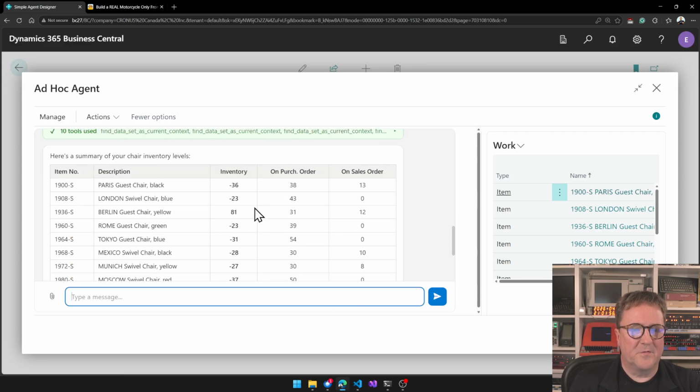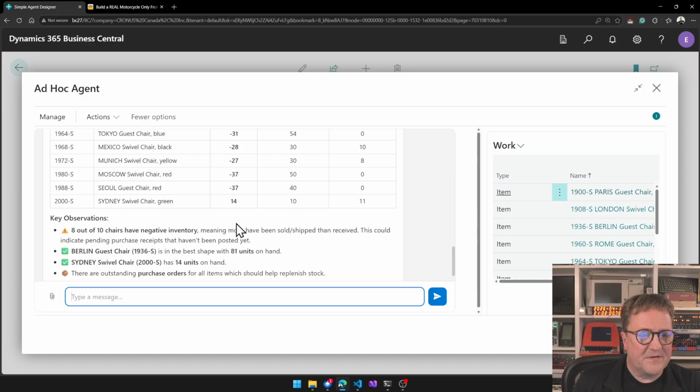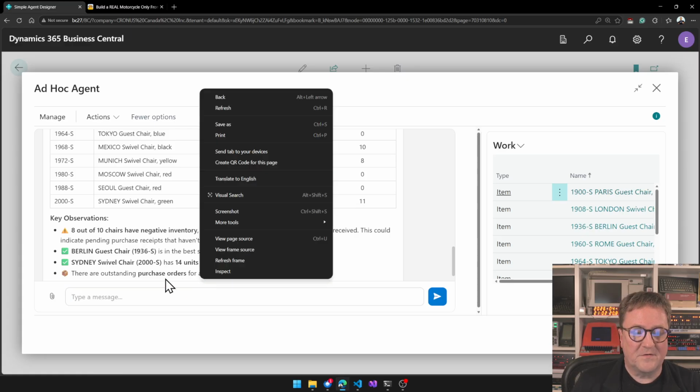Here's the summary of your chair inventory. Key observation: 8 out of 10 chairs have negative inventory, meaning that more have been sold or shipped than received. This could indicate pending purchase receipts that haven't been posted yet. Berlin guest chair is in best shape with 81 units on hand. Sydney swivel chair has 14 units on hand. The outstanding purchase order for all items should help replenish stocks.